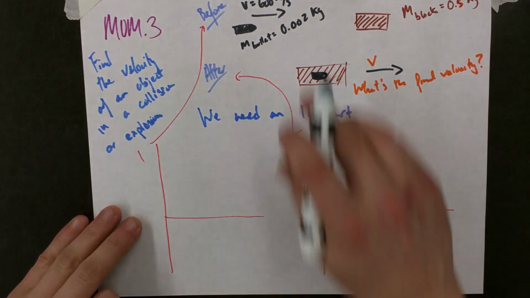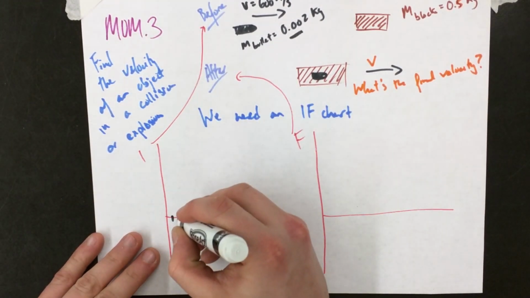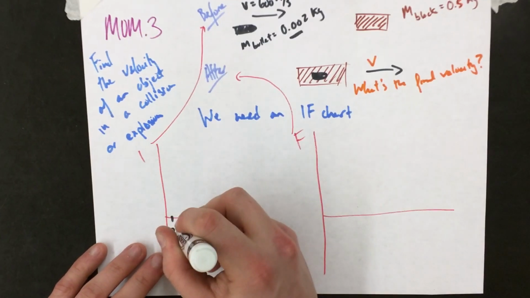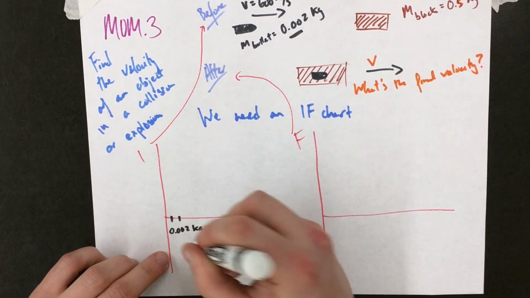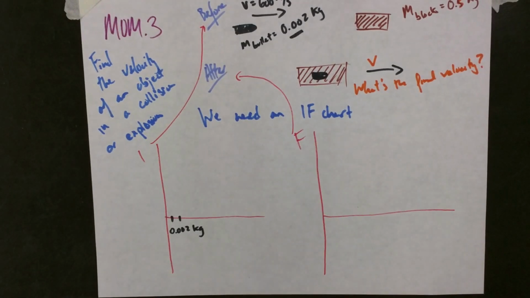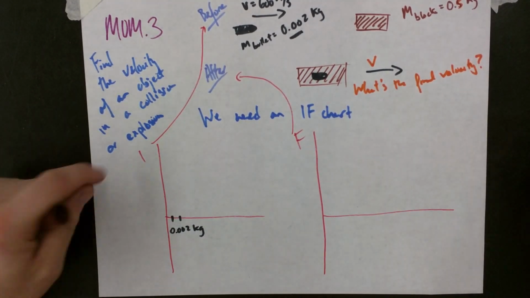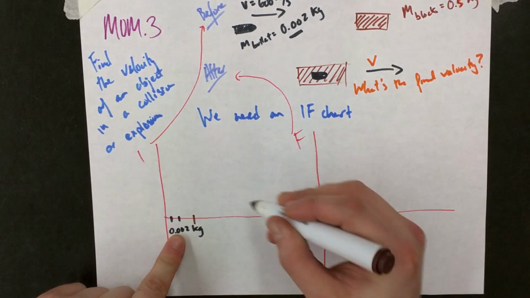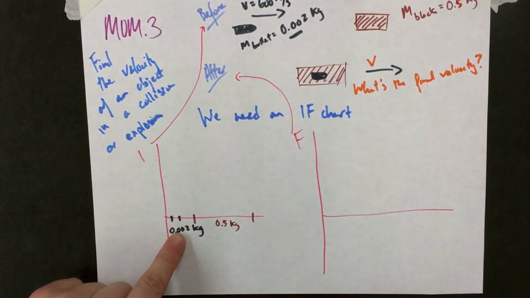I've got the bullet, which is super small. That is tiny. I'll call that 0.002 kilograms. And I also have the block, which is 0.5 kilograms. Not huge, but very big compared to the size of the bullet. So I'm going to make it look like this and write 0.5 kilograms.